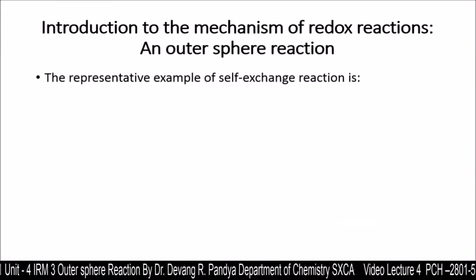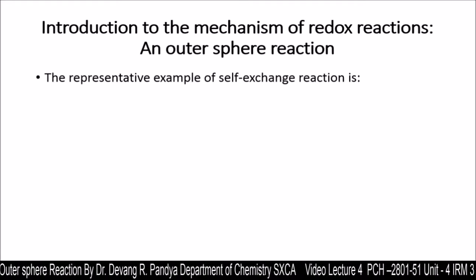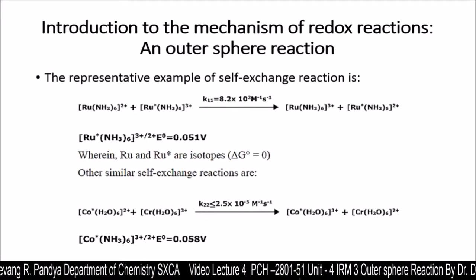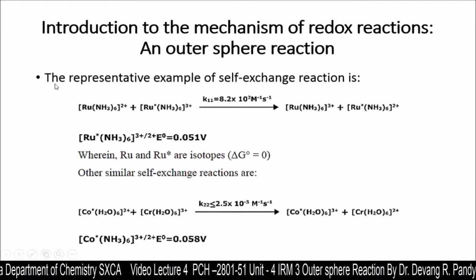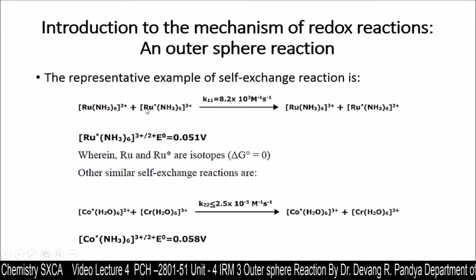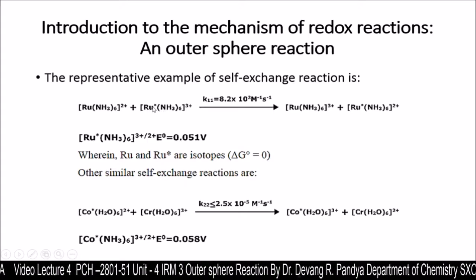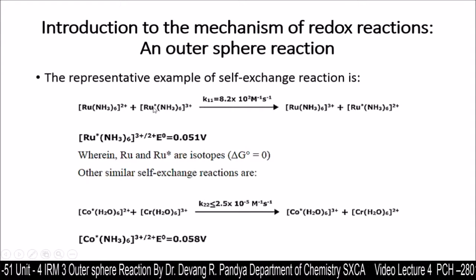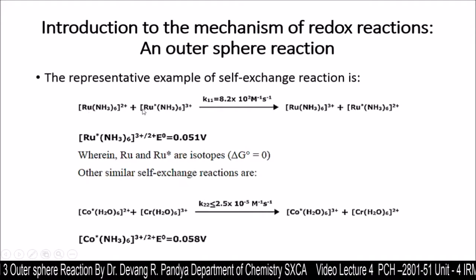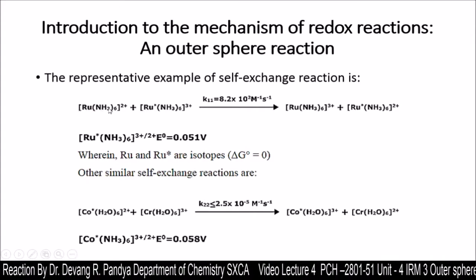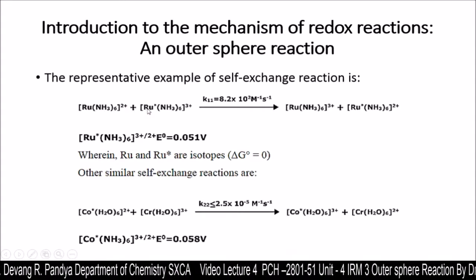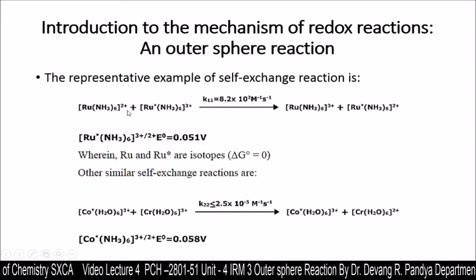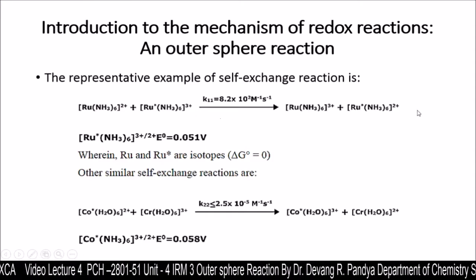The representative examples of self-exchange electron transfer reaction are these. Here you can see the ruthenium hexamine complex on both sides. This one has a star over here, so it is a radioactive isotope of this metal center. You can see both complexes are similar. One is simple ruthenium, the other is radioactive, and you can see the electron transfer takes place. +2 is converted into +3 and +3 is converted into +2.